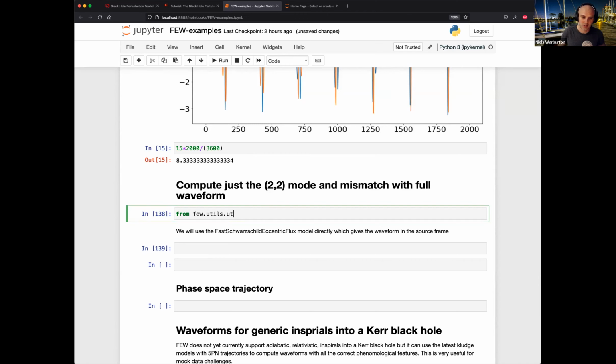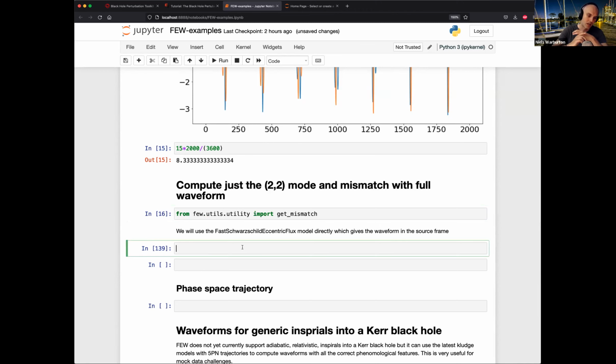To do that, to compare two waveforms, we want to compute the mismatch. So we'll import this function, get mismatch. And looking at the waveform just for this purpose, you get a little bit more control over the model if you just work with it directly rather than using the generic interface. Flux. So now we don't need to worry about all the sky positions. In fact, this is going to keep the waveform in the source frame. So we don't need to worry about any of that.